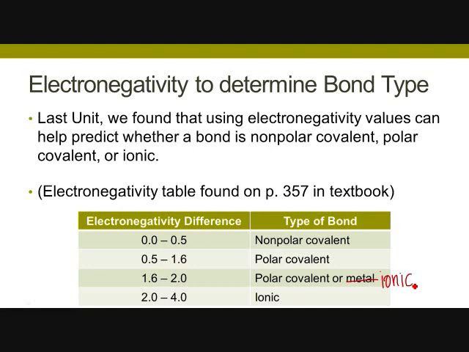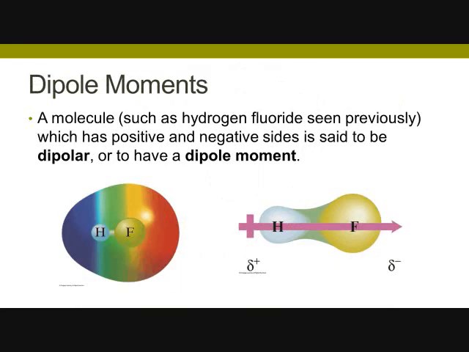Okay. So now, getting into electronegativity and polar covalent bonds, we have something called a dipole moment. We briefly discussed this in Chem 1. A molecule such as hydrogen fluoride, which has a positive and negative side, is said to be dipolar or to have a dipole moment. So if we say that it's polar covalent, then there has to be a dipole in that bond, okay?